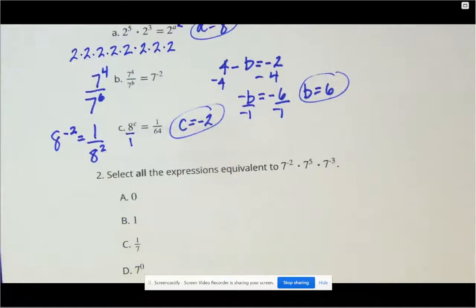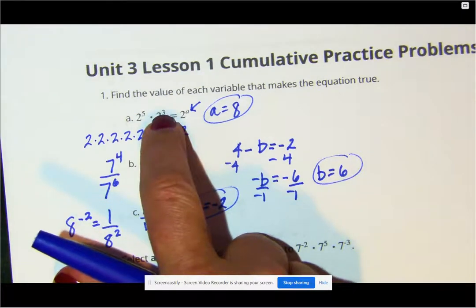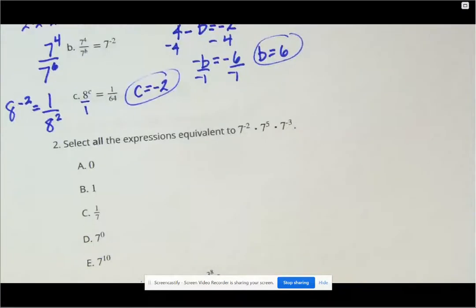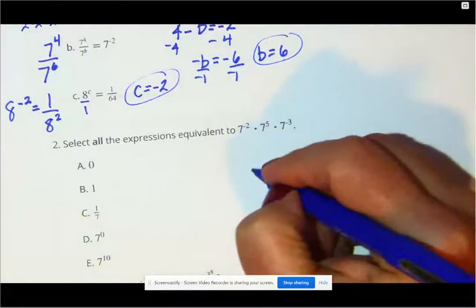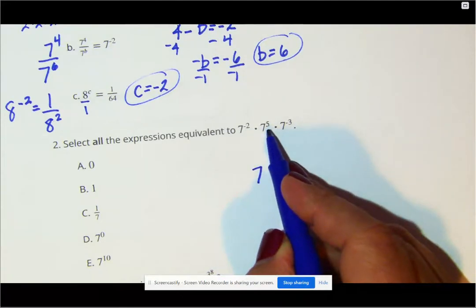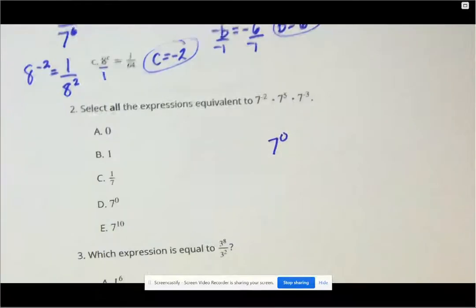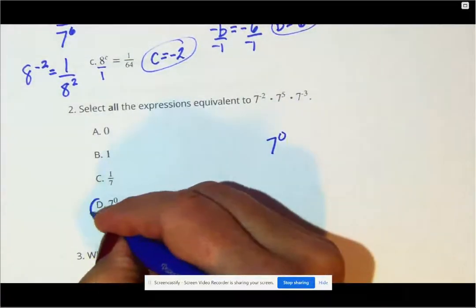Number 2, select all expressions equivalent to 7 to the -2nd power times 7 to the 5th times 7 to the -3rd. Now, you could write these out. You could use the shortcut. I'll go ahead and use the shortcut. If the bases are the same and you're multiplying, you're allowed to add the exponents. So let's go ahead here and condense. They're all 7. 7 is the base, so now I can add -2 plus 5 is 3, and 3 plus a -3, this is actually 7 to the 0. Okay, well, that definitely matches that one.